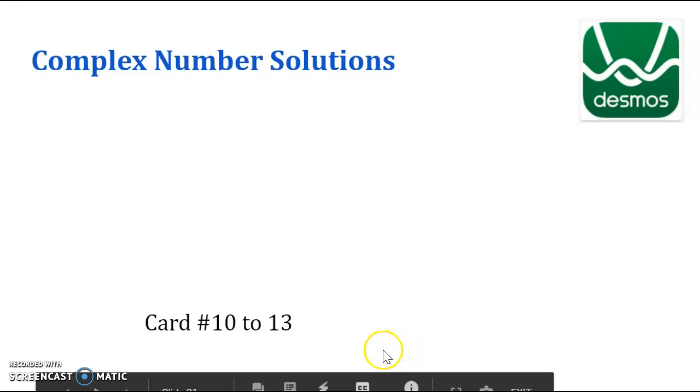With that, you are going to be working on cards number 10 to 13 of Desmos.